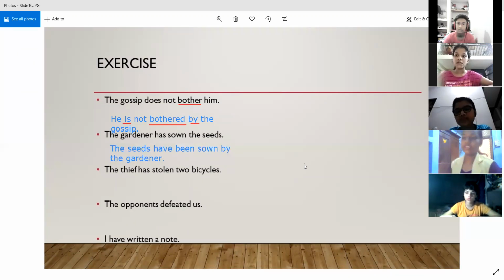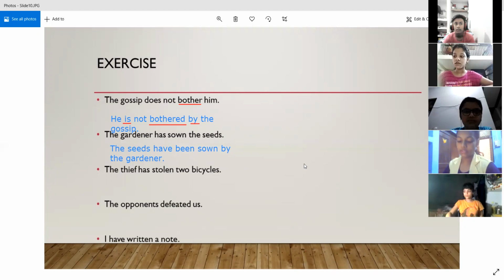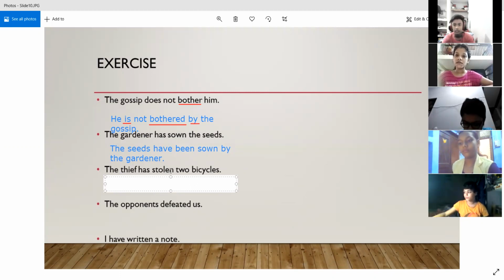Good morning, teachers. So the answer will be two bicycles have been stolen by the thief. All right. Shreya, first tell me the tense that is being used in the sentence. The tense is present perfect tense. Yes, present perfect tense. That is why again we will say have been stolen. And stolen is already the third form of the verb steal, because it is steal, stole, and then stolen. So the tense is already in the third form.